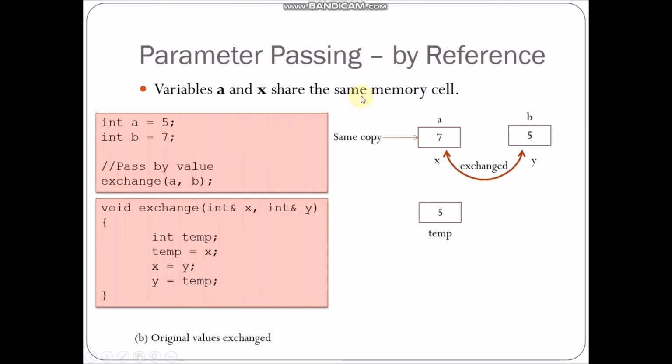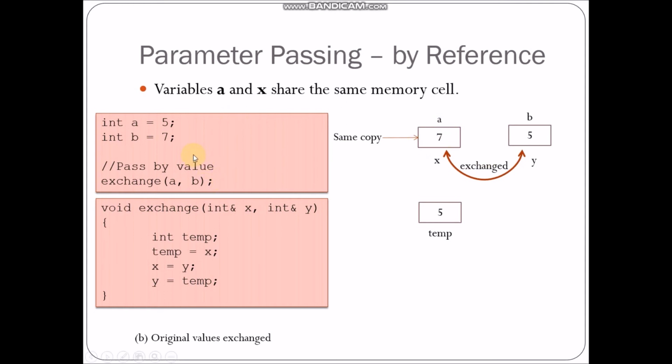Okay, for your information, in passing parameters by reference, the variables a and x will share the same memory cell. Okay, this is different from parameter passing by value, where they will use different memory cells. So that's why when we use passing parameters by reference, you will save memory space, because you will share the variables in the same memory cell. Okay.